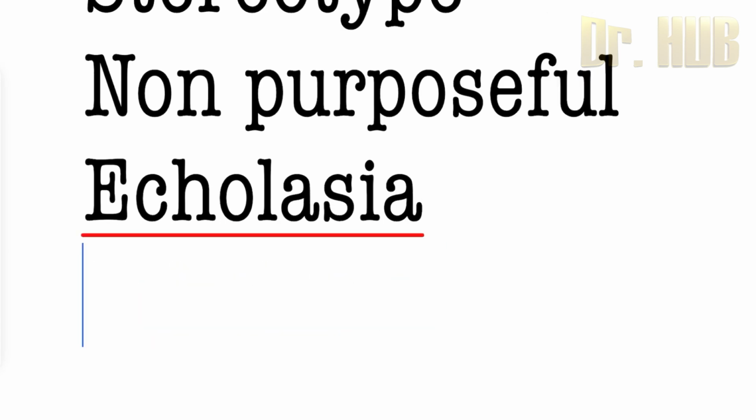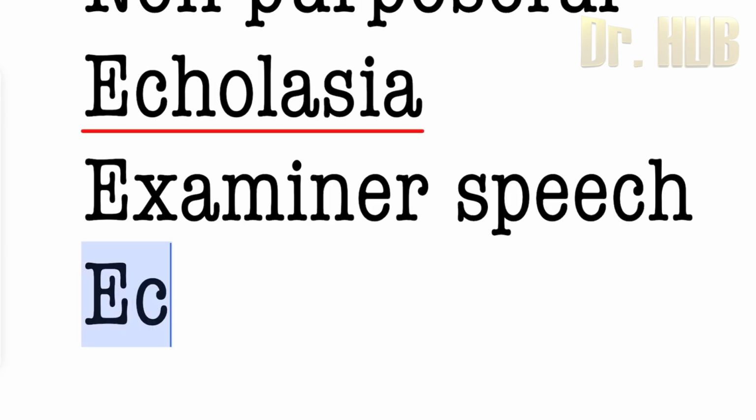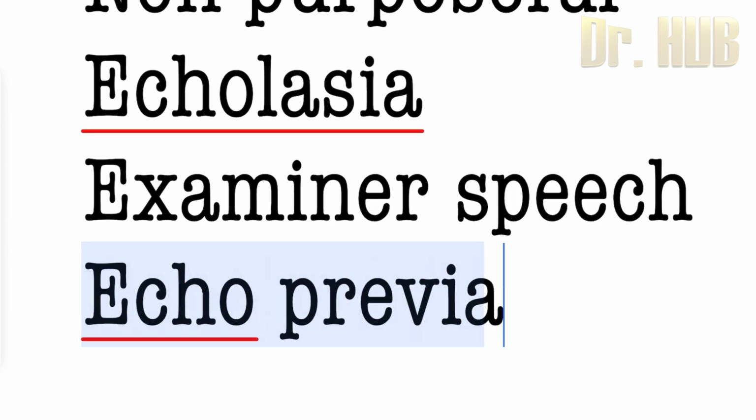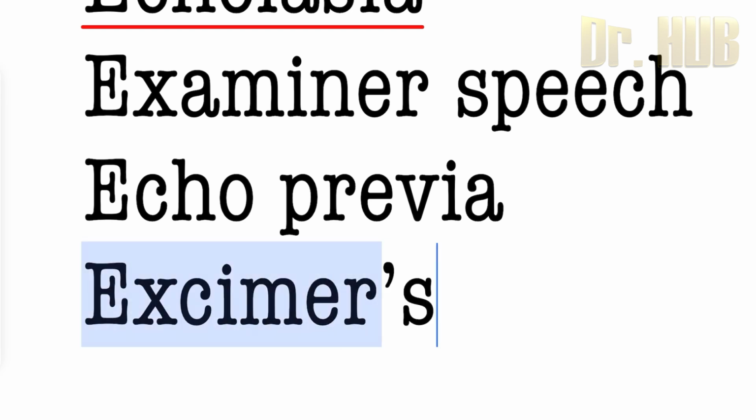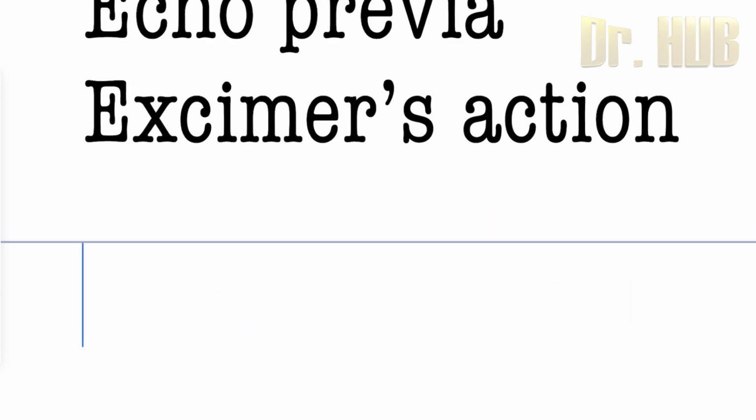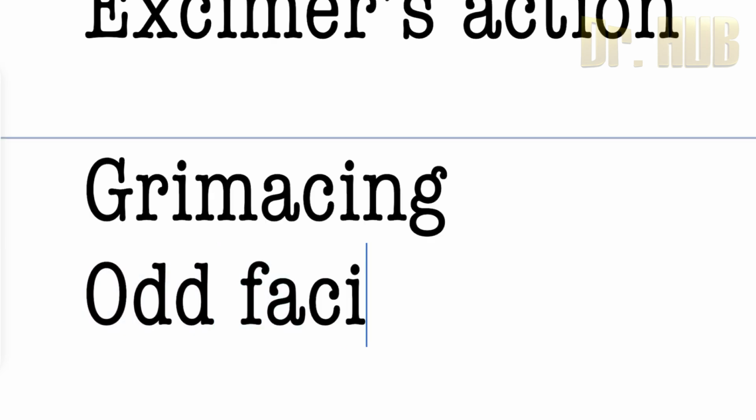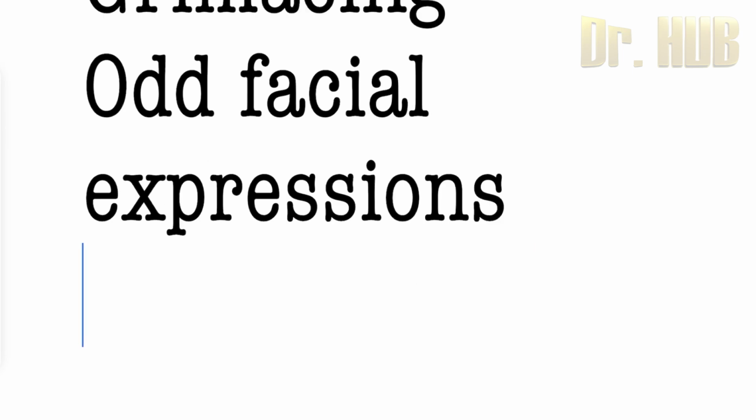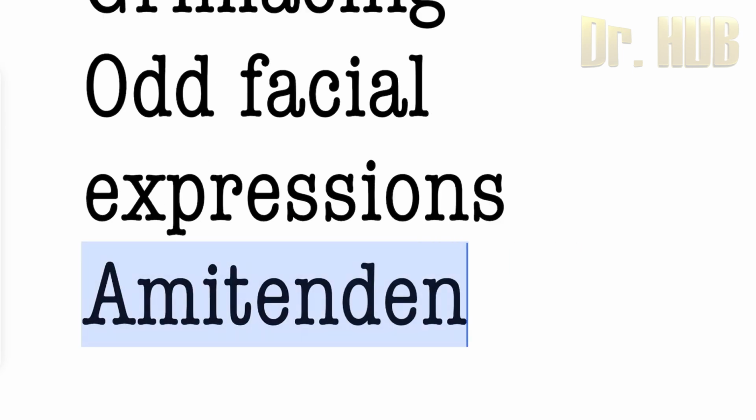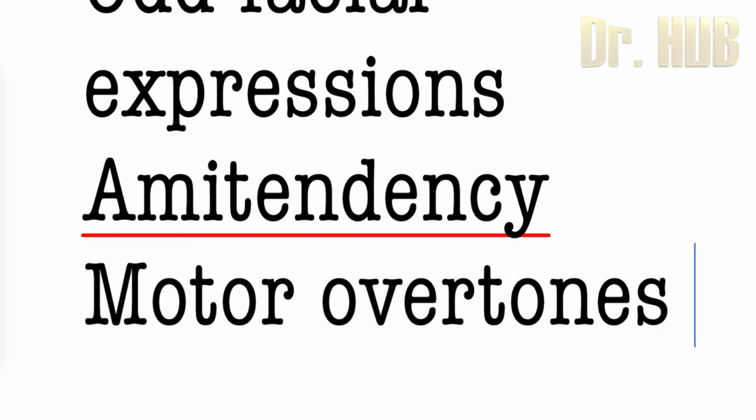Then moving on to echolalia. Echolalia means mimicking the examiner's speech. Then echopraxia means mimicking the examiner's action. Then comes grimacing. Grimacing means maintaining odd facial expressions. Then looking at ambitendency, ambitendency means inability to decide the motor movements.